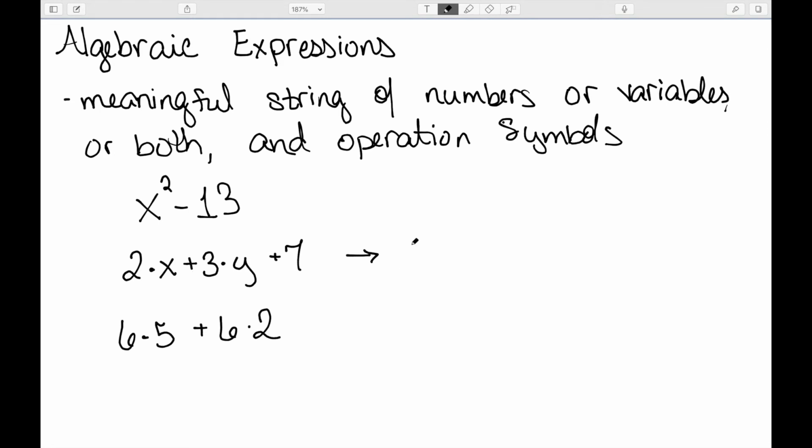When we're multiplying a number and a letter, a lot of times we do not write out the actual multiplication sign, and instead we just write 2x plus 3y plus 7. And just like with numeric expressions, we do need to evaluate algebraic expressions using order of operations.